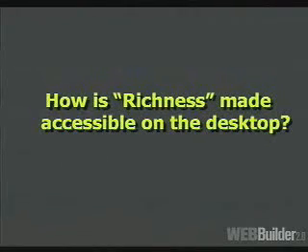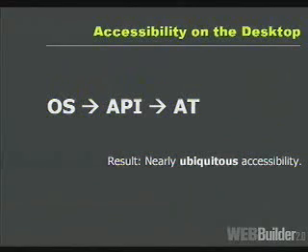So how do they do that? Why is richness on the desktop possible, but not richness in the browser? In short, this is how it works. The operating system talks to an API that brokers the information onto the assistive technology, whether that's a screen reader or a Braille input-output display or something else. And the result is pretty much ubiquitous accessibility on the desktop.